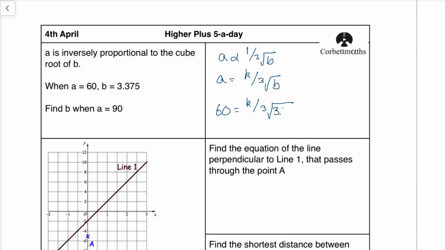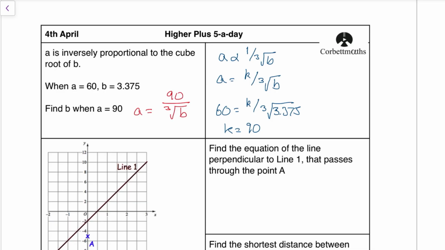So 3.375, which if I take the cube root of 3.375, so that is on your calculator, you do have that button, so 3.375 does give me 1.5, 3 over 2. So in other words, K equals 60 times 3 over 2, which is 90. Now, importantly, that then gives me my function or my equation. So that means that A for all values is equal to 90 divided by the cube root of B.